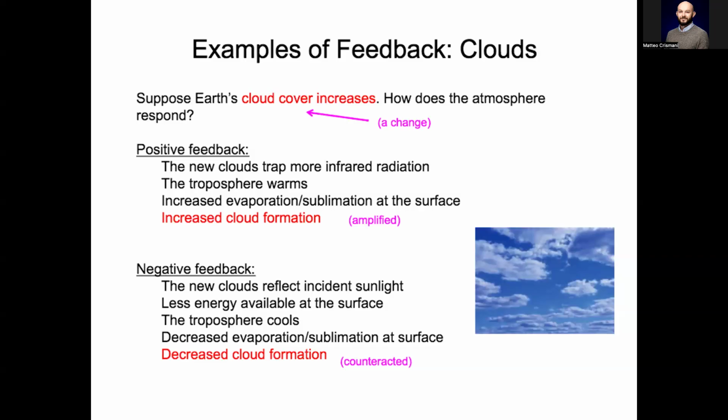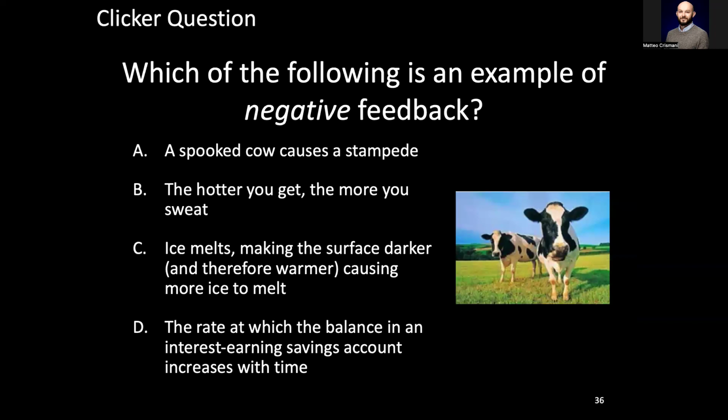Okay. All right. It's got a picture of a cow. You can't hate it. Which of the following is an example of negative feedback? A, a spooked cow causes a stampede. B, the hotter you get, the more you sweat. C, ice melts, making the surface darker and therefore warmer, causing more ice to melt. D, the rate at which the balance in an interest earning savings account increases with time.